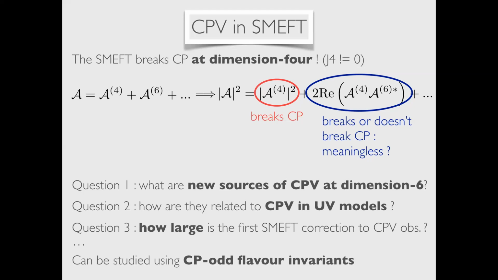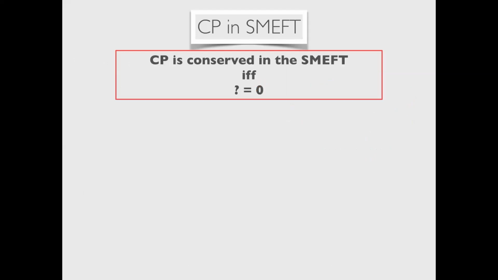All these questions can be studied using the framework of CP-odd flavour invariants, which is what I will try to discuss now. To discuss CP violation in the SMEFT, we think it's useful to discuss actually CP conservation in the SMEFT, seeing the SMEFT as an object with a generic parameter space. And one could ask, what are the sufficient and necessary conditions for the SMEFT to conserve CP?